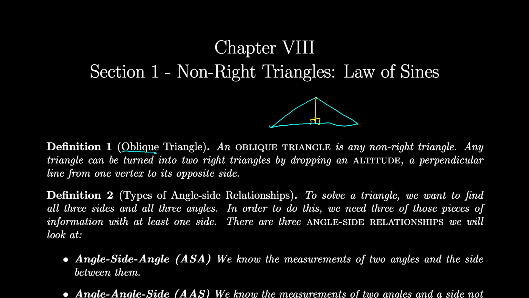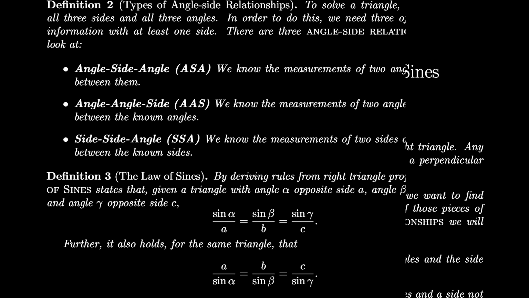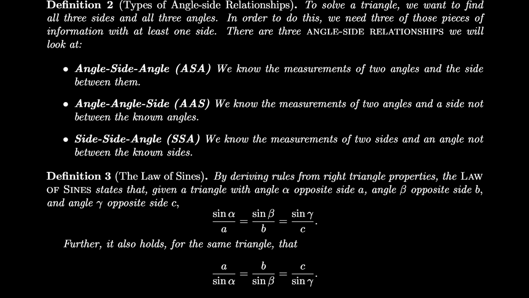That's all that's saying. This second part goes on to talk about types of angle-side relationships. So let's talk about those. To solve a triangle, we want to find all three sides and all three angles. That's what solving a triangle means. In order to do this, we need three of those pieces of information with at least one side. There are three angle-side relationships that we're going to look at that the law of sines applies to.